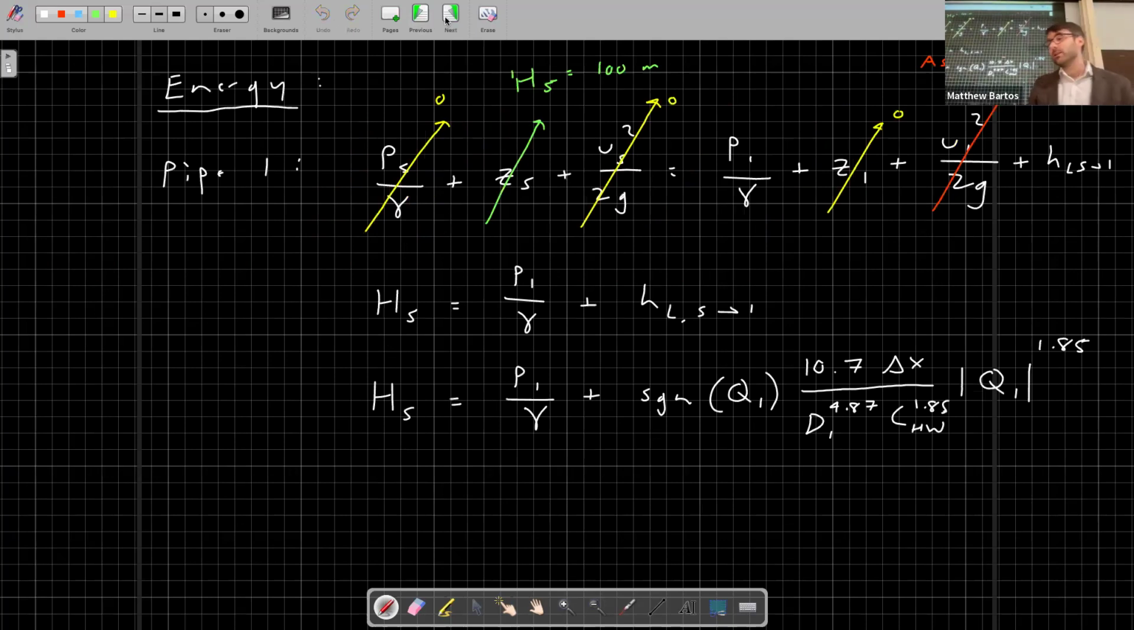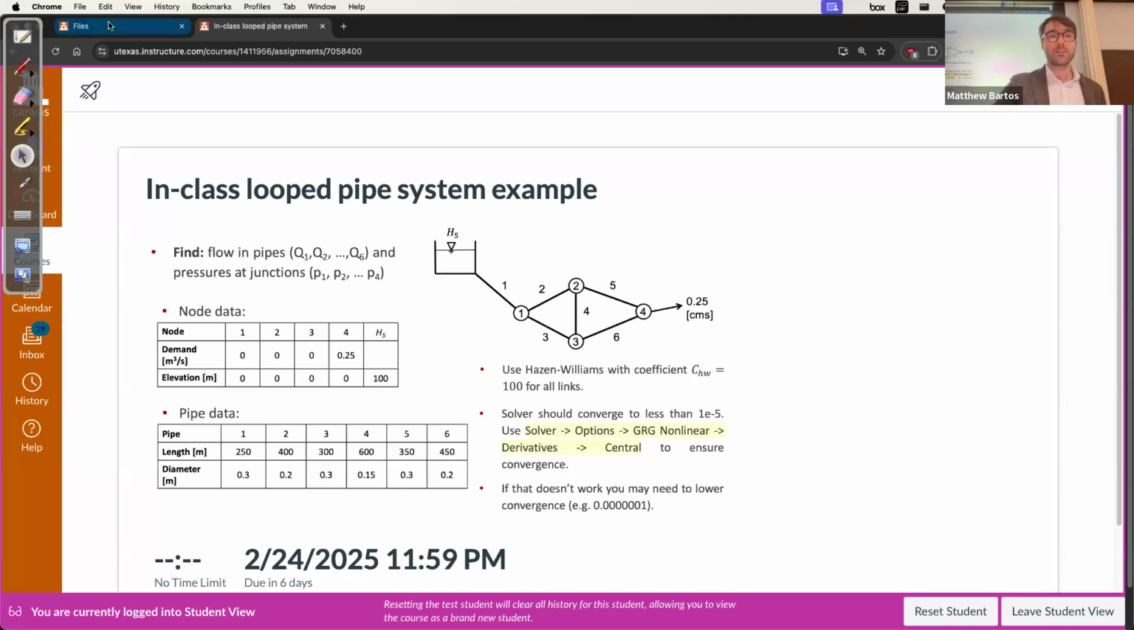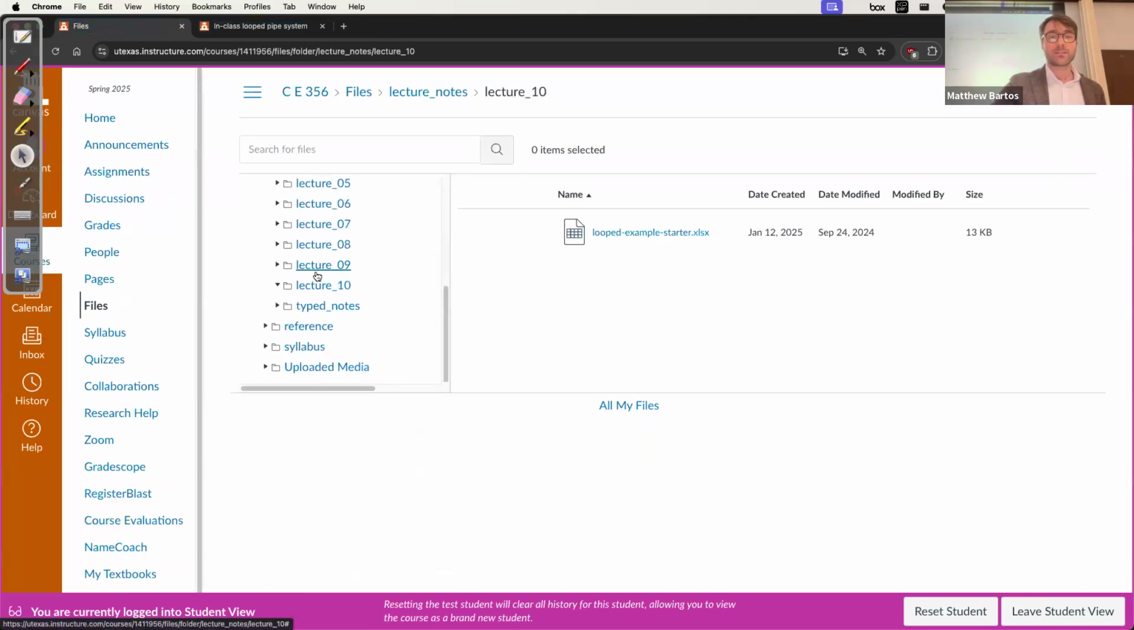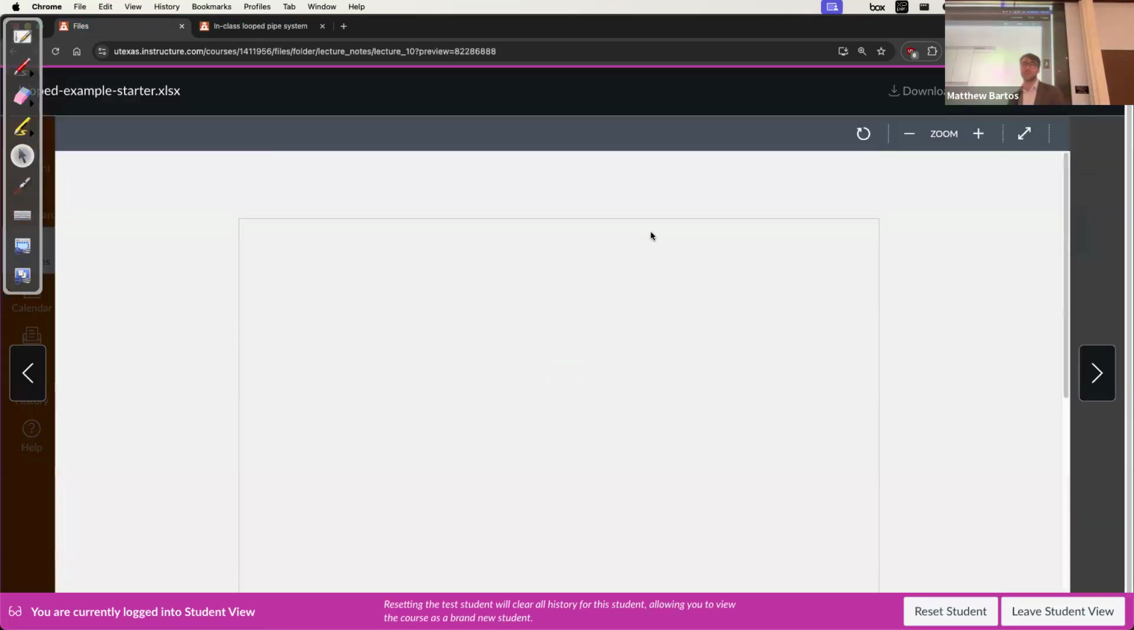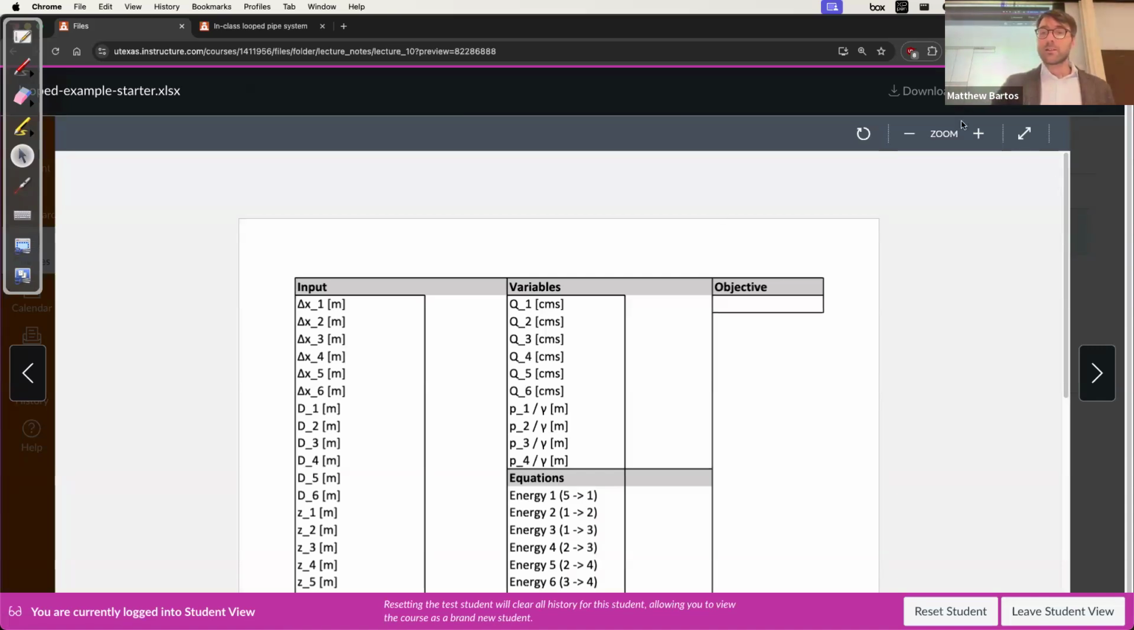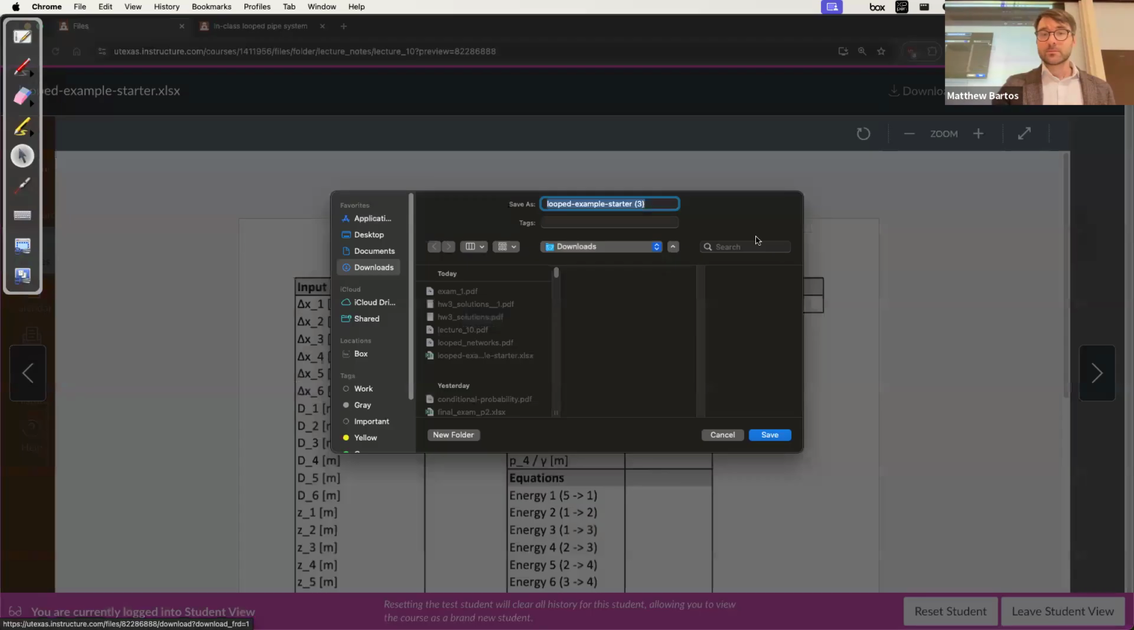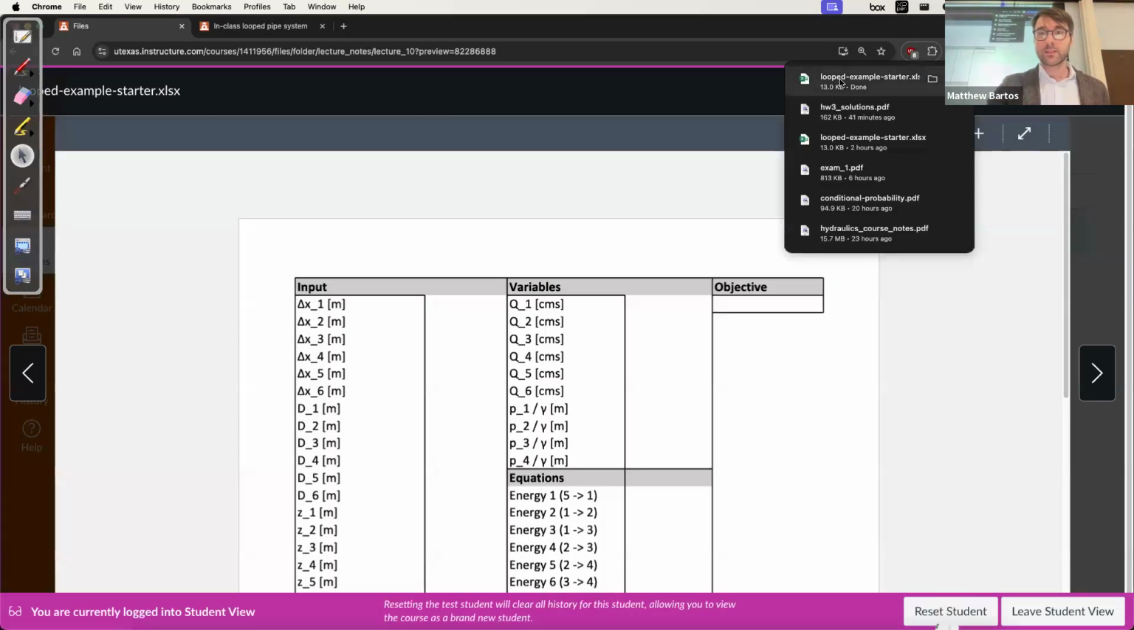So the basic procedure is we write out our energy equations for each link, we write out our continuity equations for each node, and then we create a system of equations that we solve simultaneously using a numerical solver like the solver in Excel. So what I've done is I've uploaded a starter spreadsheet for you. If you go to Files, Lecture 10, there is an Excel workbook called Looped Example Starter. Go ahead and download this. And I'm going to open it up.